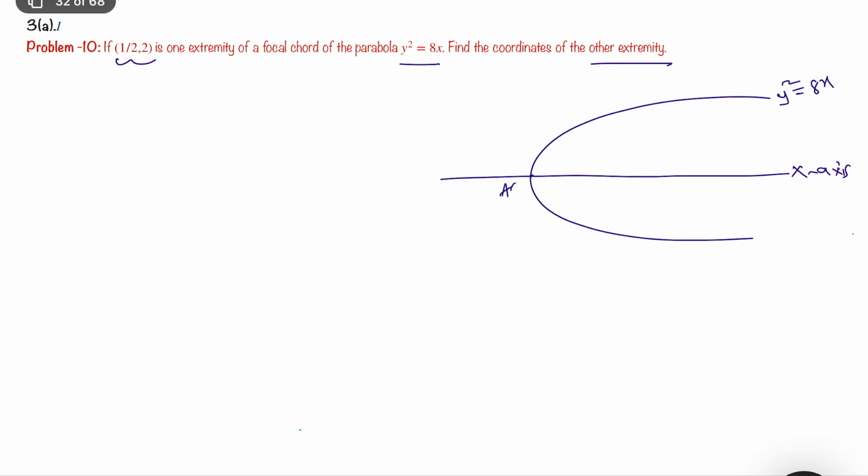vertex at 0, 0. If you compare this y square equal to 8x with the standard equation y square equal to 4ax, you will see that 4a equal to 8, that implies a equal to 2. So the focus will be at 2 comma 0. Okay, this is the focus.